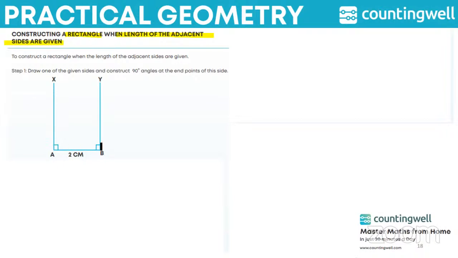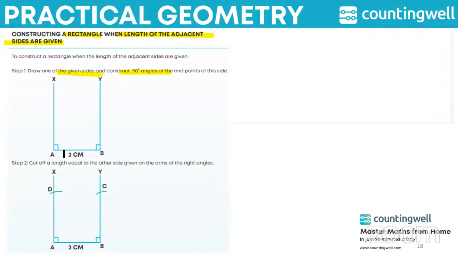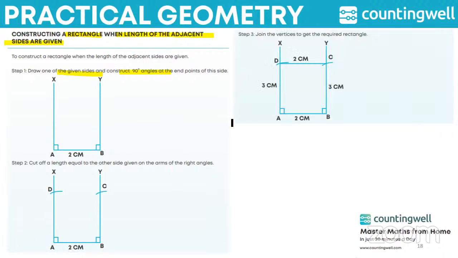Next, let us see how to construct a rectangle when the lengths of the adjacent sides are given. If the lengths of adjacent sides are given, we can find the lengths of the other two sides by taking the opposite sides equal. We should know that for given sides, the angle between the adjacent sides is 90 degrees for a rectangle. So we'll take AB equal to 2 centimeter, and then we'll cut off the length equal to the other side given on the arms. So if you want to construct adjacent sides with 2 centimeter and 3 centimeter, this is how we will construct a rectangle.